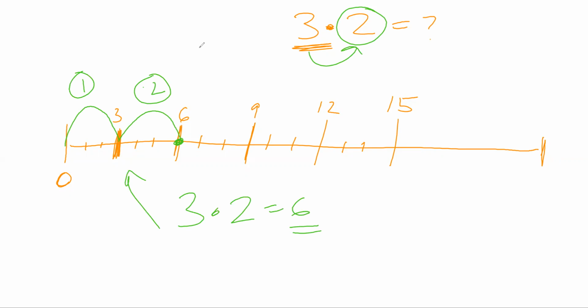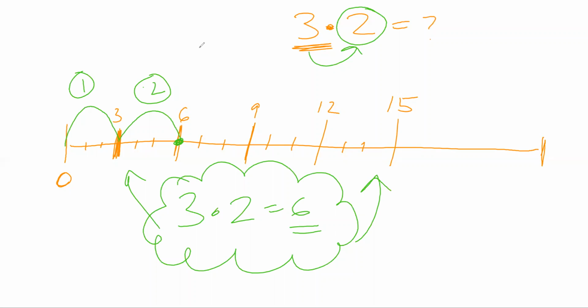And again, not only can this give me an answer, but it's a great way for me to model my thinking. So I might have already known that 3 times 2 is 6. But you know that question, like, how do you know? Show your thinking. Well, here is an amazing way you can always show your thinking. Do this on a number line.